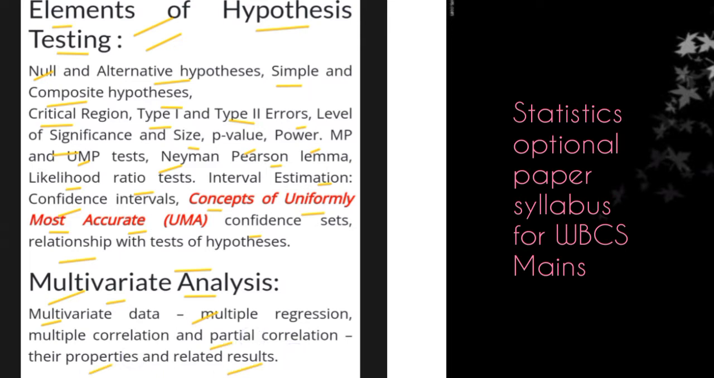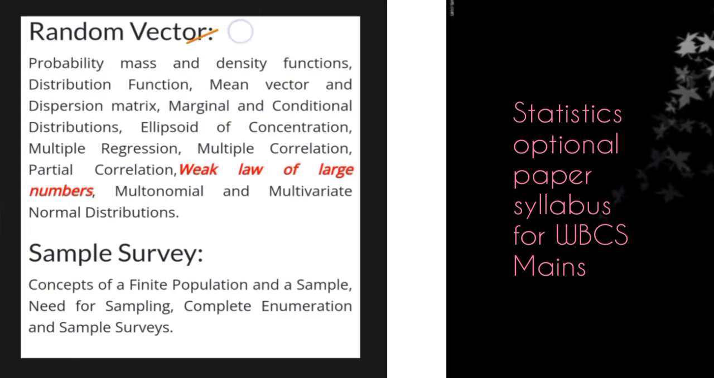The next section deals with multivariate analysis, multivariate data, multiple regression, multiple correlation, partial correlation, their properties and results. The next section deals with random vector, probability mass, density functions, distribution function, mean vector and dispersion matrix, marginal and conditional distributions, ellipsoid of concentration, multiple regression, multiple correlation, partial correlation, weak law of large numbers, multinomial and multivariate normal distributions. Then you have this portion on sample surveys, concepts of a finite population and a sample, need for sampling, complete enumeration, and sample surveys.